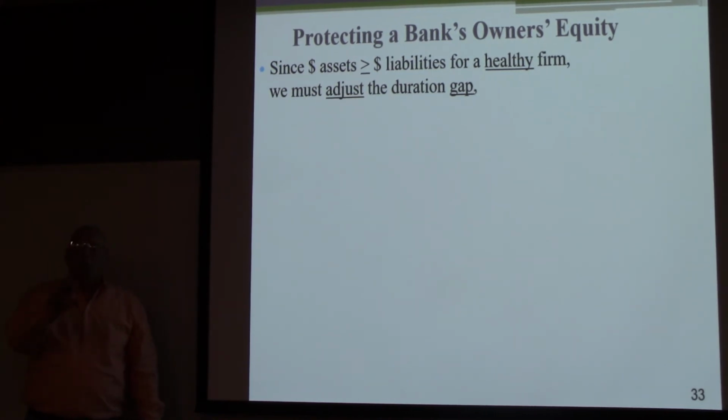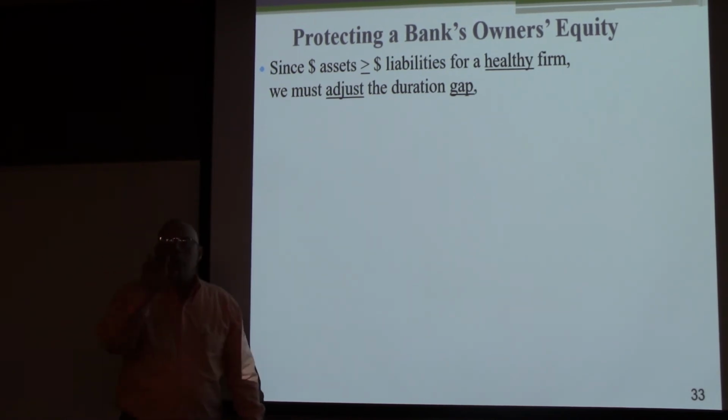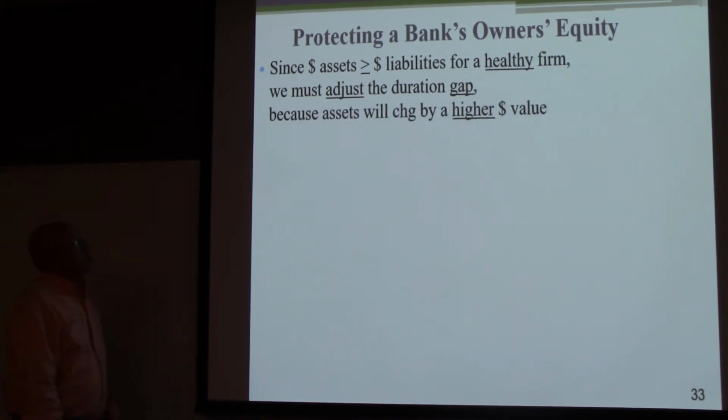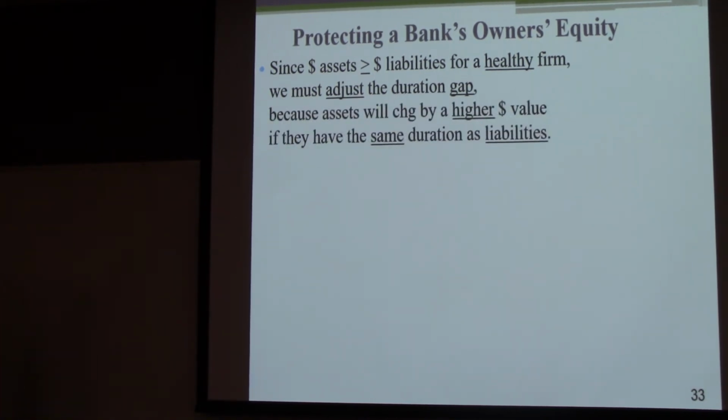If the speed is the same and you have more money invested in assets, then your income will change faster than your expense. Your assets will change more than your liabilities on a dollar basis, even if the rates change at the same speed, because assets will change by a higher dollar value if they have the same duration as liabilities. So we have what's called the leverage adjusted duration gap.